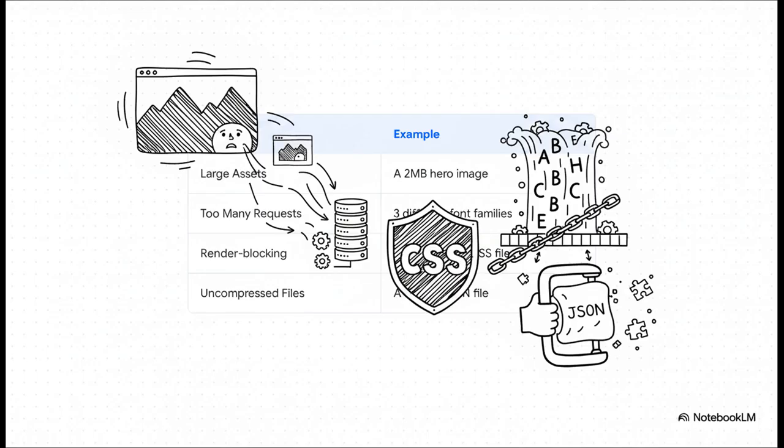Are there any unusually huge assets, like a 2 MB hero image? Yikes. Is there a long waterfall of requests, like loading 3 different font families? Can you spot any of those render-blocking CSS files we talked about? And are there any text-based files that haven't been compressed? These are your prime targets.